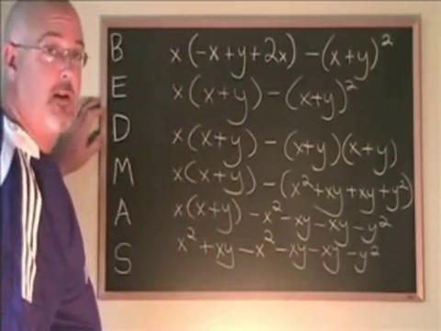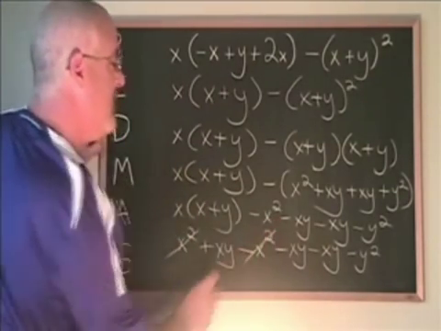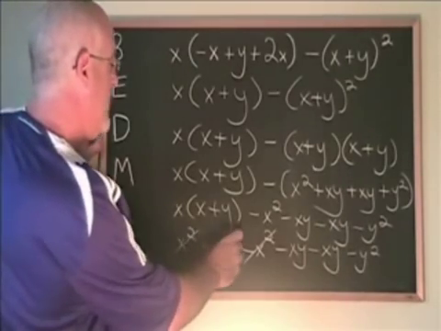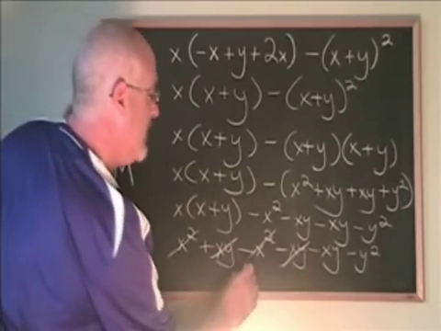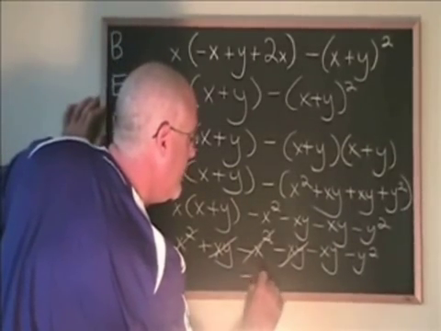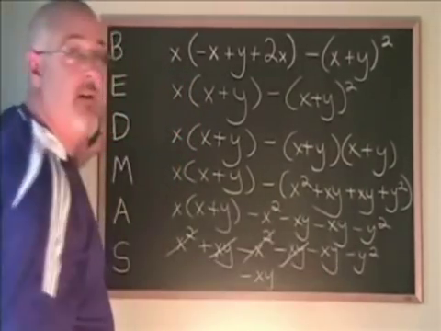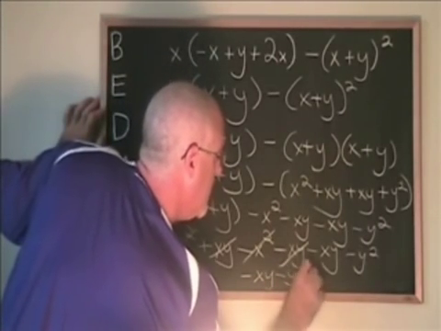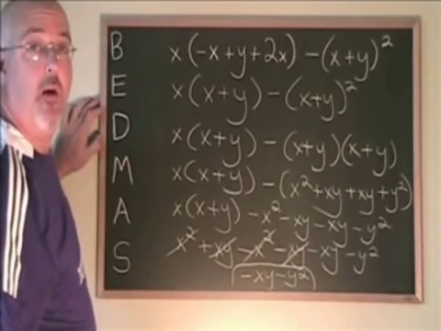It's time to combine similar terms. We have x squared minus x squared, which cancel. There are no x squared terms in the answer. We have xy minus xy, which cancel, and there's still a negative xy in the answer. And minus y squared is the only y squared term, so we write it in. Our answer is negative xy minus y squared.